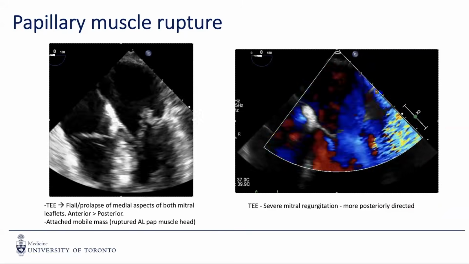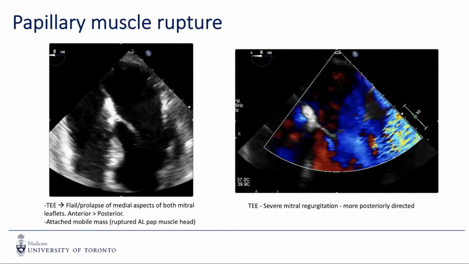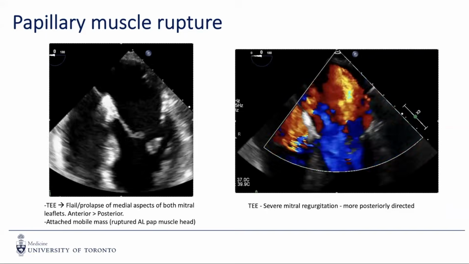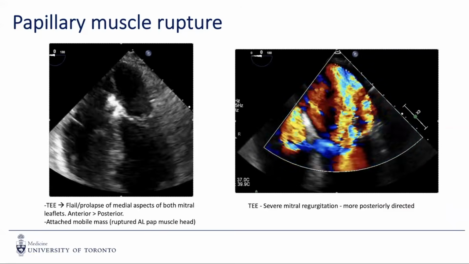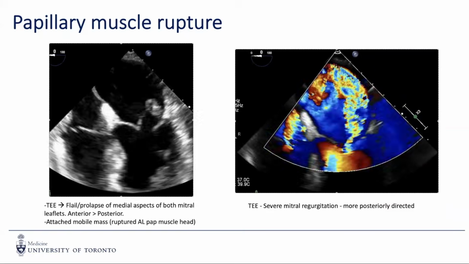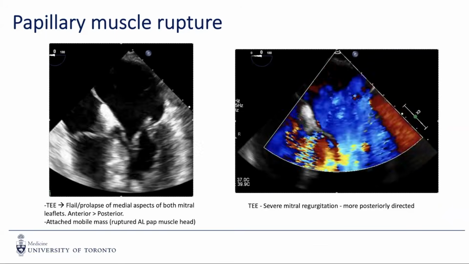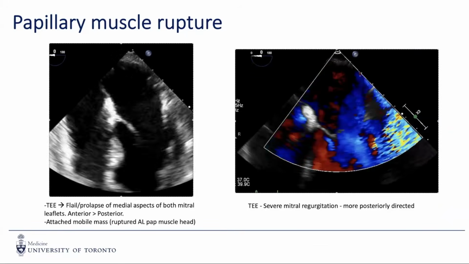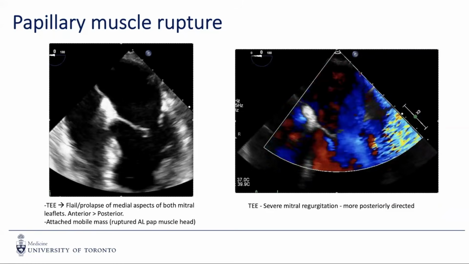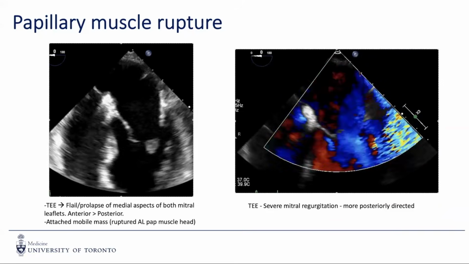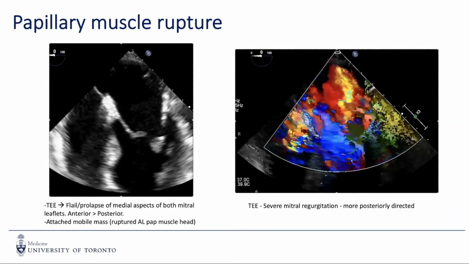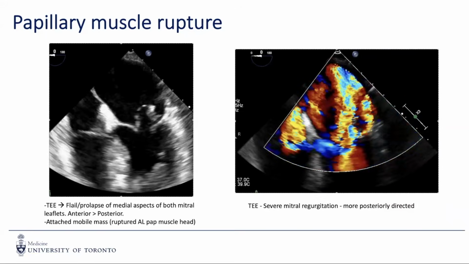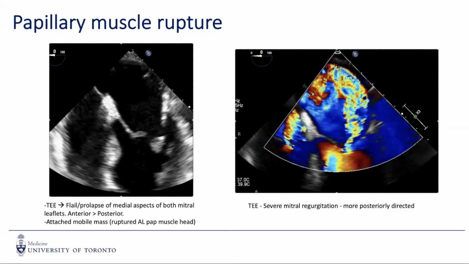This is another example of another case with a TEE. As mentioned, with the TEE, you're able to have a better understanding of the anatomy. On the left here, you'll see that both leaflets seem to be prolapsing. Nevertheless, the anterior part is prolapsing more than the posterior, and you can appreciate that the mass is jumping up and down. When you apply color, you're able to see that because the anterior leaflet is affected more, the MR seems to be going more posterior.